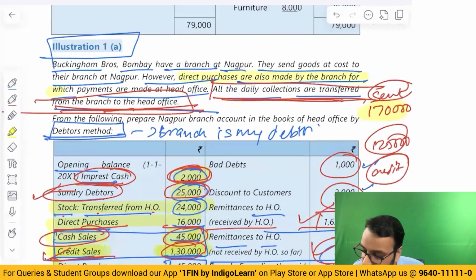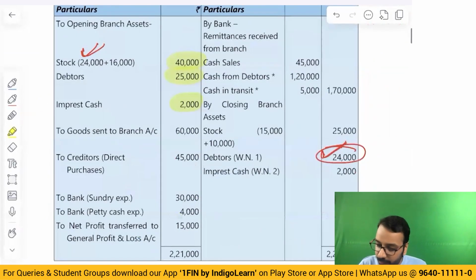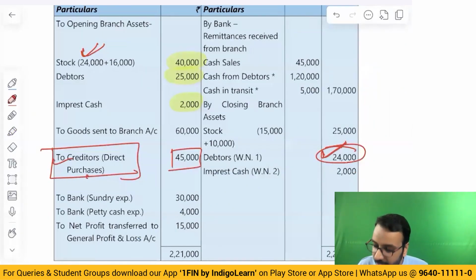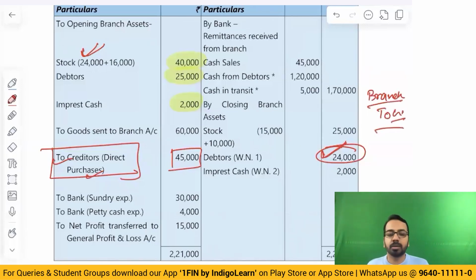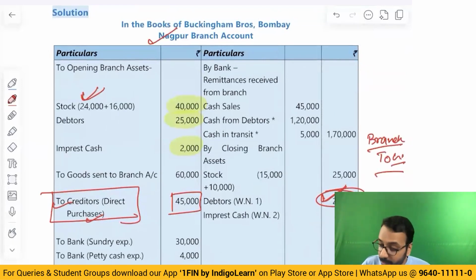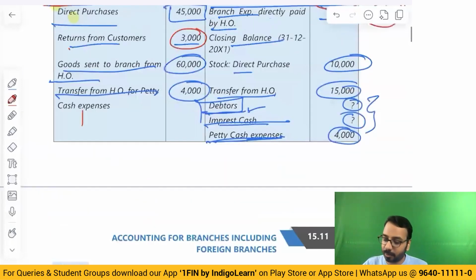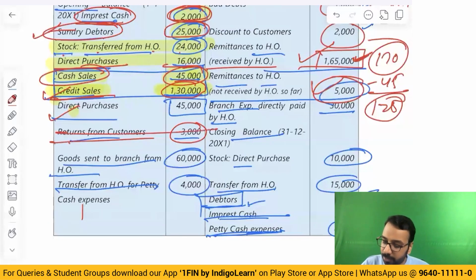Direct purchases are made by the branch for which payments are made at the head office. So that 45,000, this entry to creditors for direct purchases. So what are we doing? We are saying branch account to, you can say to bank also, if the company has immediately settled. If the company has not immediately settled, we will say branch account debit to creditors. What does this entry signify? This entry signifies that I have to recover 45,000 from the branch. So I have debited the branch account and I have to pay to the creditors. So I have credited the creditors account.